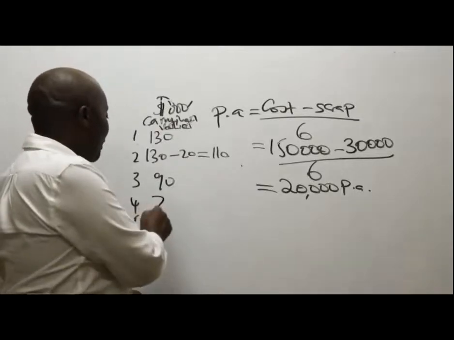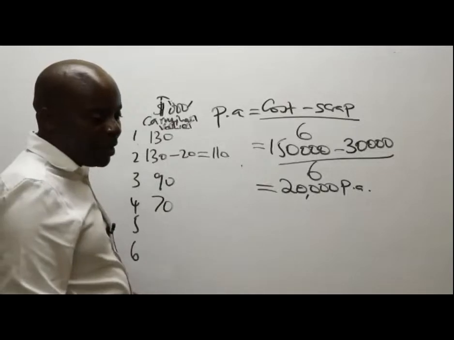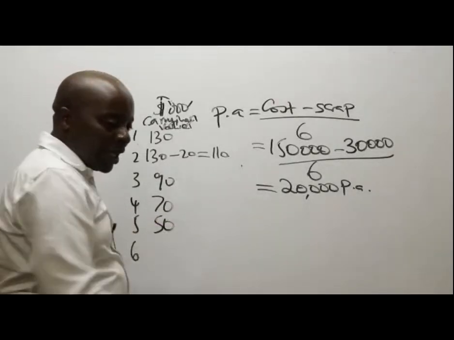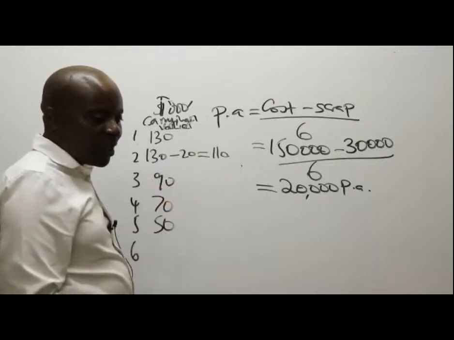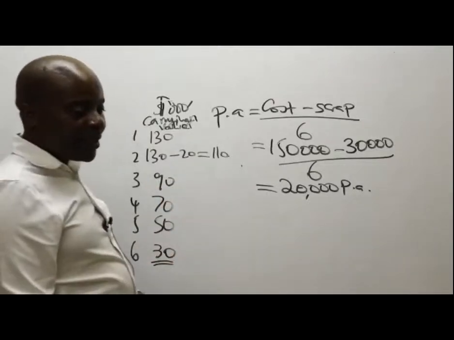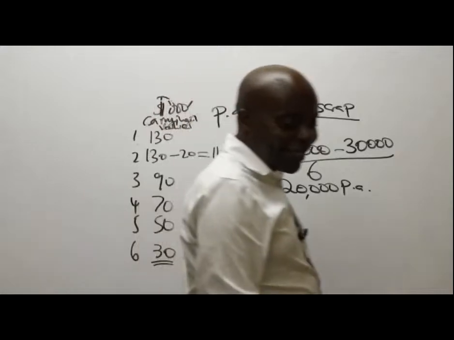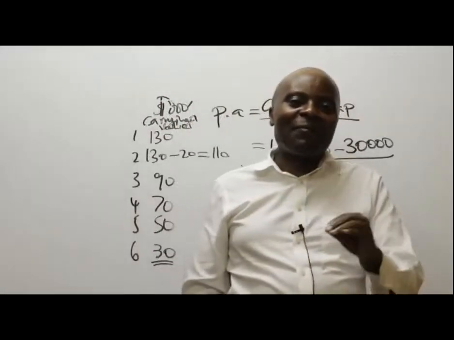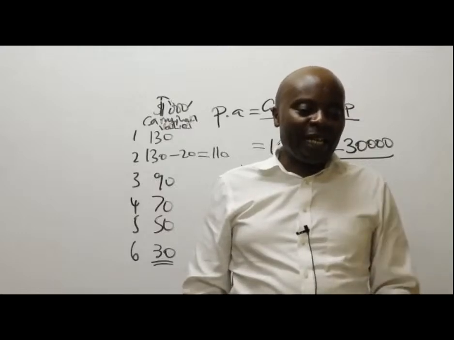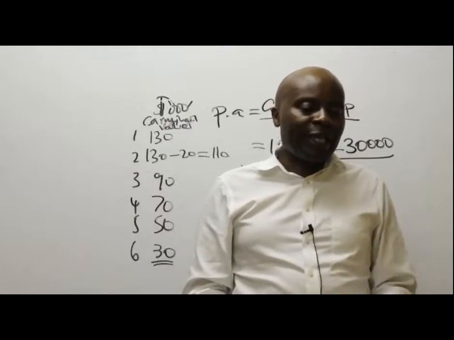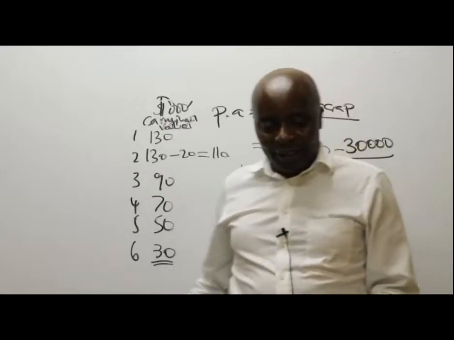Year number 4 is 70. Year number 5 is 50. How about the last one? Year number 6, is there somebody who is seeing something funny there? It cannot end up at 0 because remember the scrap value after 6 years is 30, so it must end up at 30.